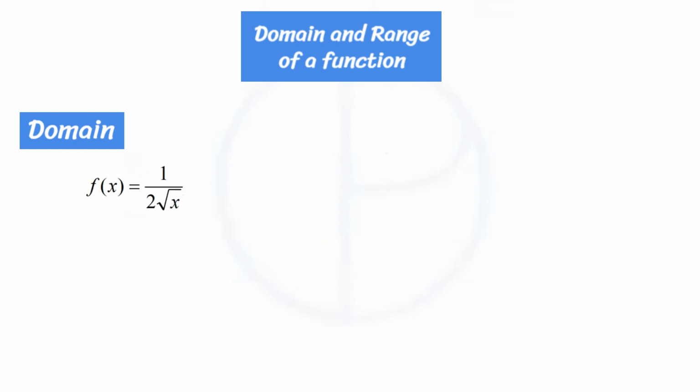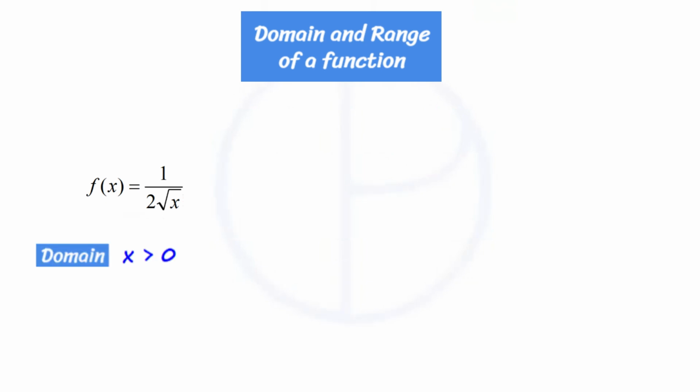Here f of x equal to 1 over 2 times square root of x. Inside the square root is x and it is in the denominator. So x is greater than 0 is the domain. And the range: for all the values of x greater than 0, the expression gives a positive value and not 0. So the range is f of x greater than 0.